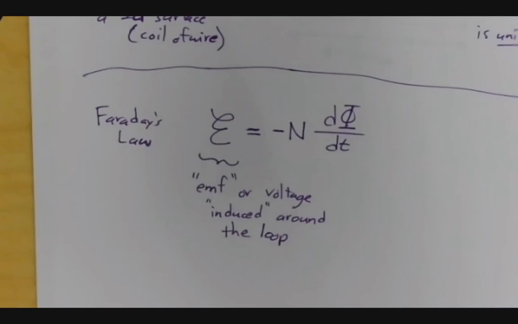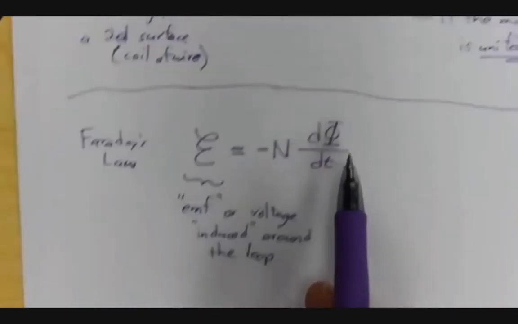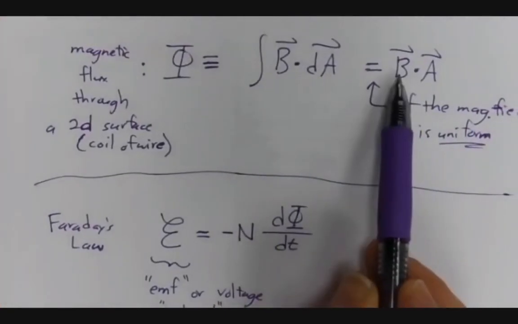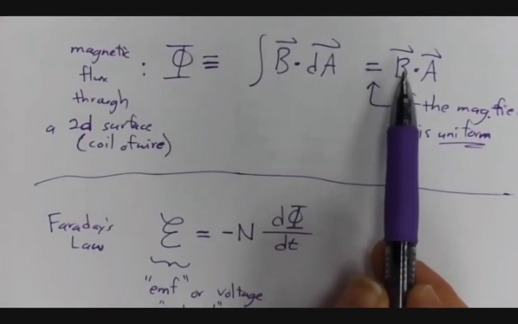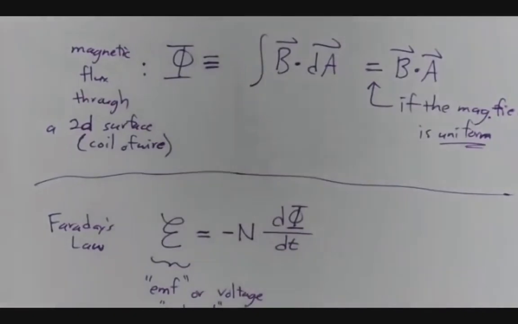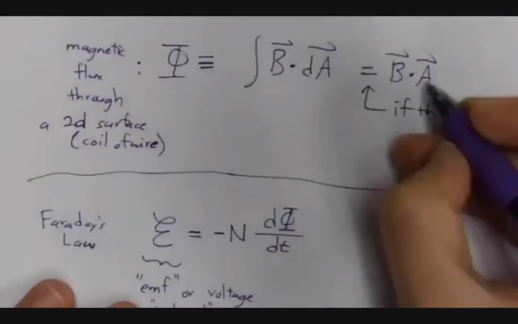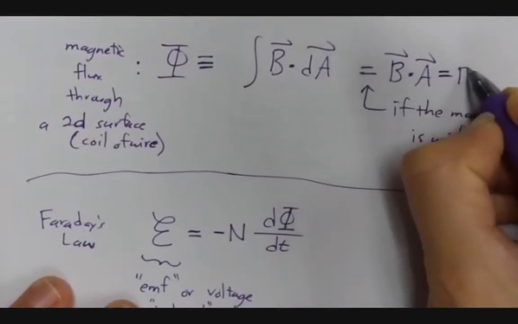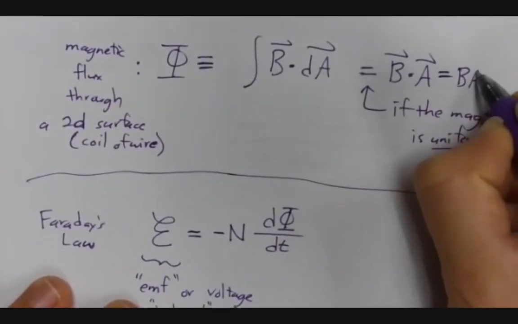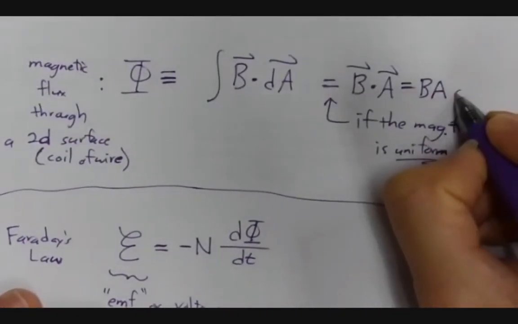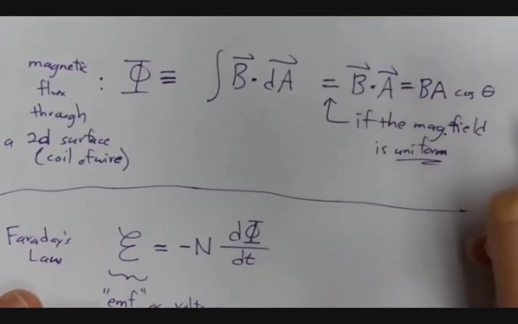So how do you get a changing flux? You could change the magnetic field, stronger and weaker. You could change the area of the loop, or you could change the orientation of things, because the dot product will depend on the orientation of the vectors. What's the dot product? Magnitude of the first vector, magnitude of the second vector, cosine of the angle between them.